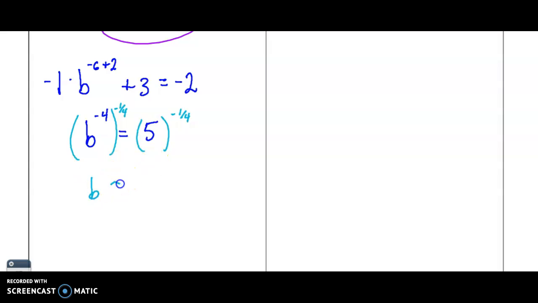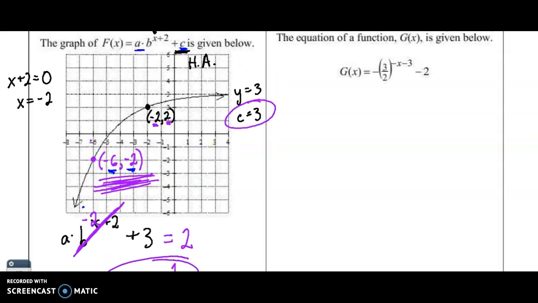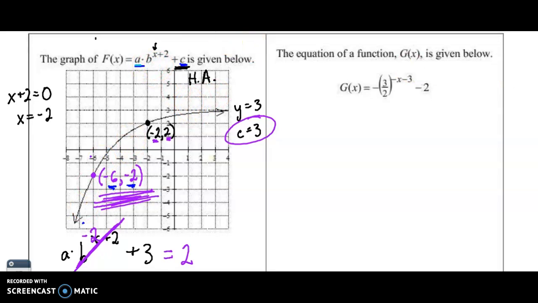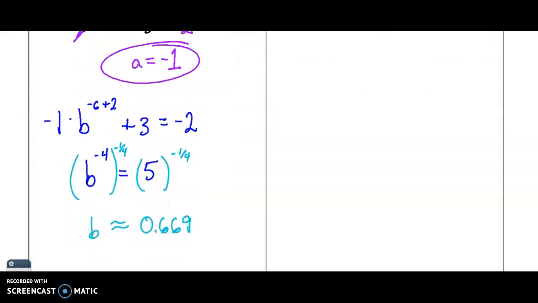So your base is about 0.669. And I forgot to mention on the previous problem, but your base should make sense. If we go back to the problem, we had 1 reflection and we have a growth, so the base should be smaller than 1. And so let's go ahead and write the final answer.